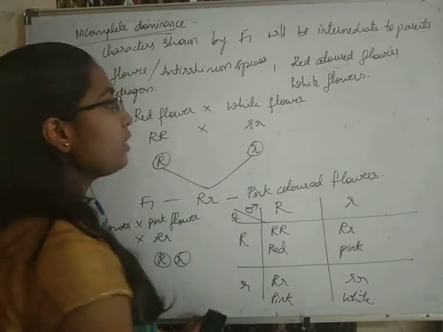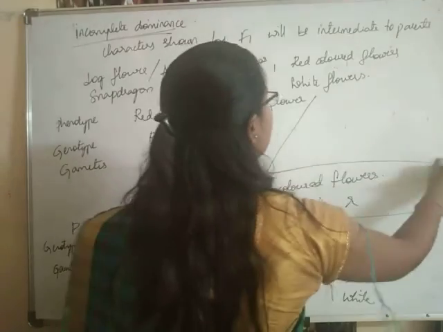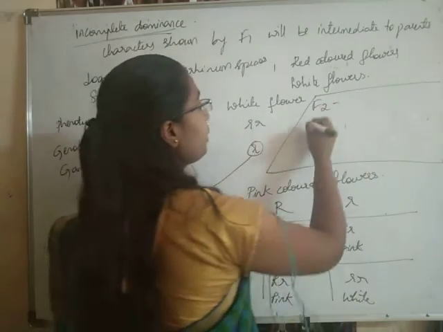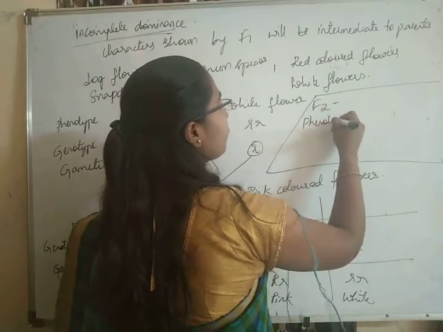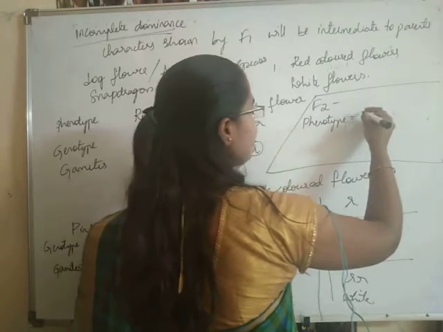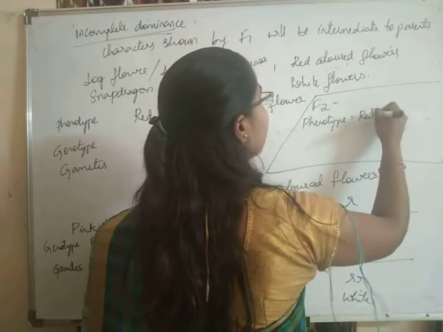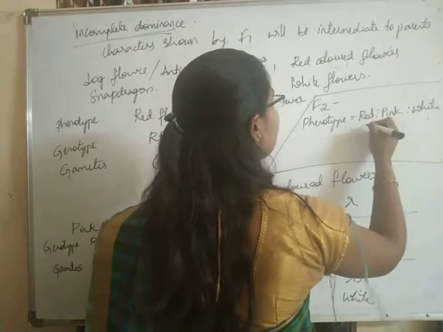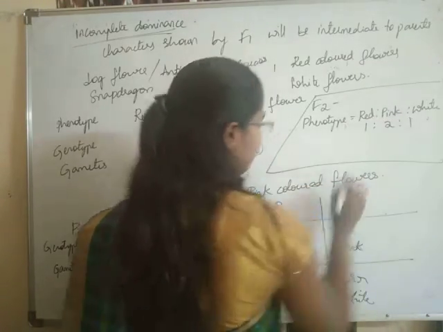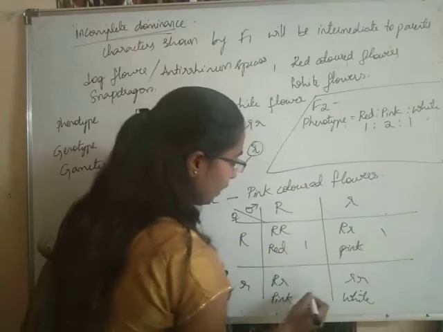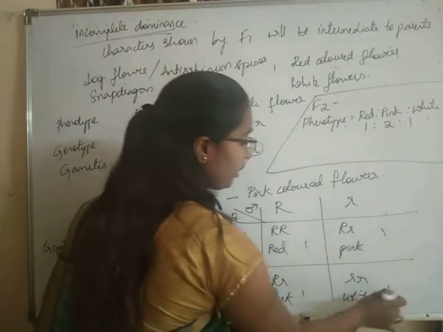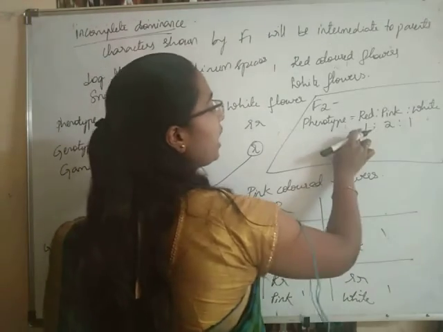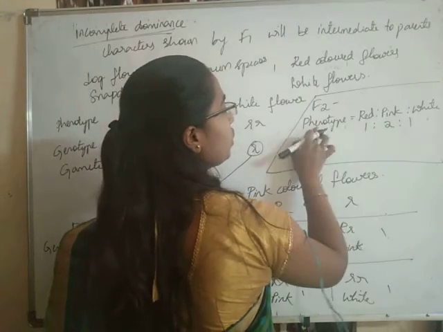So what did we observe in the F2 individuals, students? In the F2 individuals we have observed that the phenotypic ratio, which is red is to pink is to white, was 1:2:1. See, 1 red, 2 pinks and 1 white. So, 1 red, 2 pinks, 1 white.